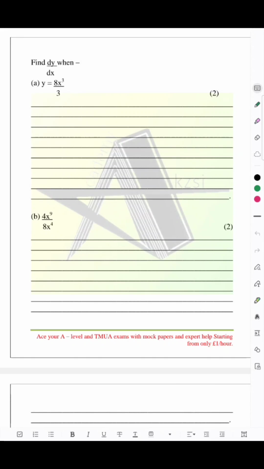Today we are doing a differentiation worksheet. It's not the entire differentiation, it's only on the basic rules, how to differentiate any algebraic equation, as well as tangents and normals. So this is the sheet that we will be doing.